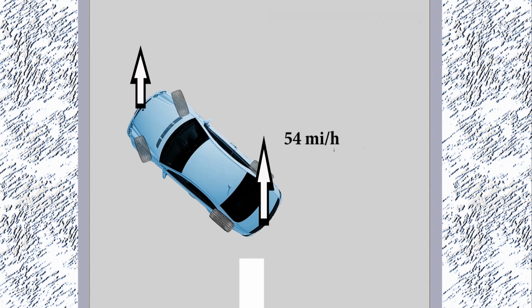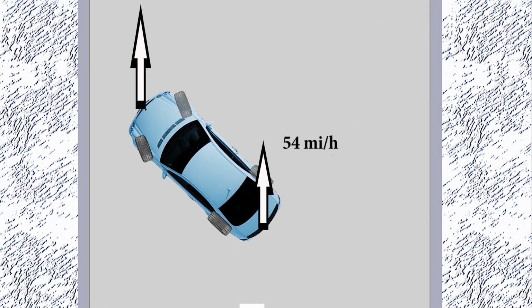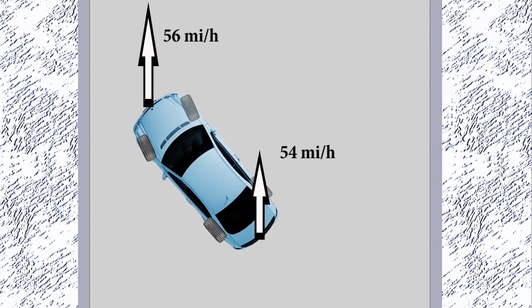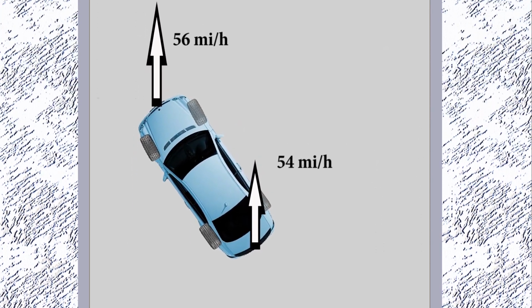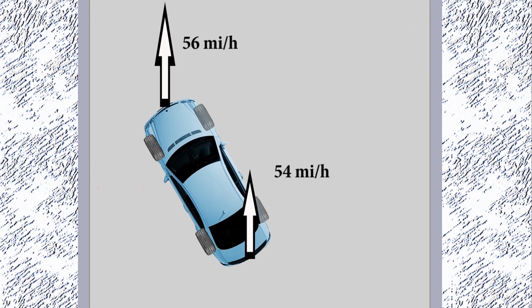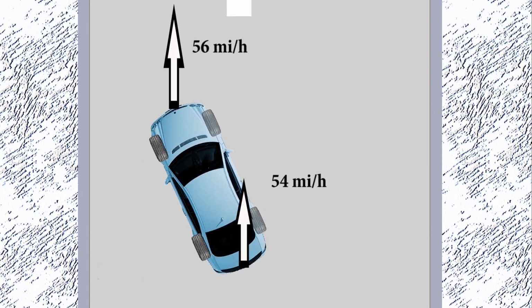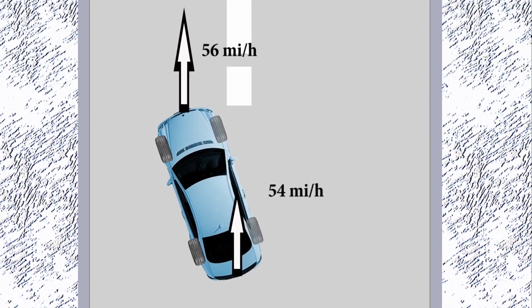But we can accelerate the rotation of the front wheels. We can influence the front wheels. Add gas to the engine. The front wheels will spin faster. Therefore, the speed of the nose of the car will increase, say to 56 miles per hour. That is, the nose of the car will get ahead of the tail of our car. The car will start to straighten up on the road from this.